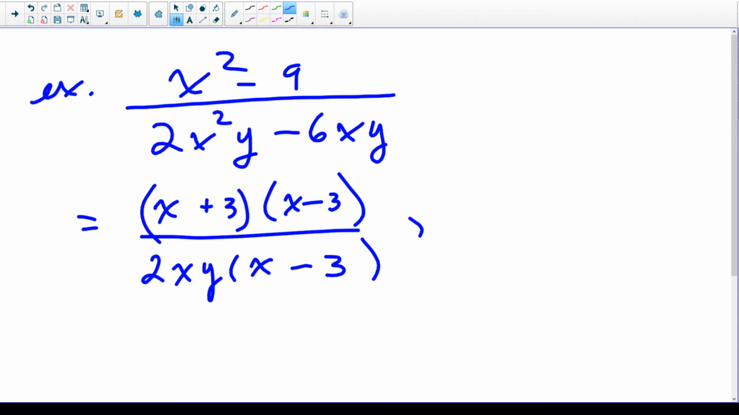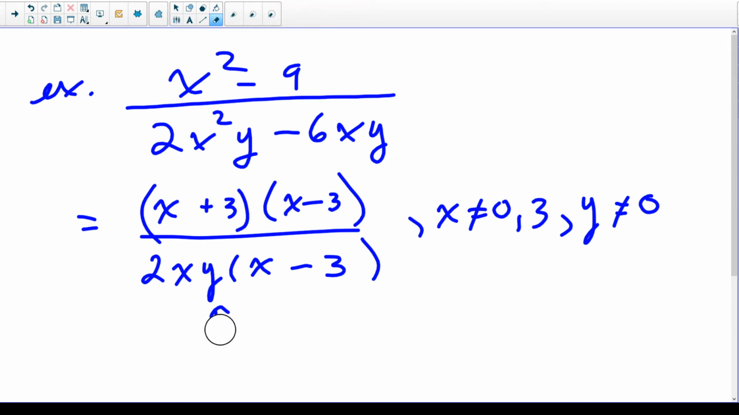And now I can state my restrictions. So my restrictions are x can't equal two numbers, 0 and 3. And y can't equal 0, because y is also just a factor all by itself. Therefore, if I replaced it by 0, the whole bottom would become 0. And we can't have 0 as our denominator ever. And after you've done that, x minus 3 has a corresponding x minus 3 on the bottom.